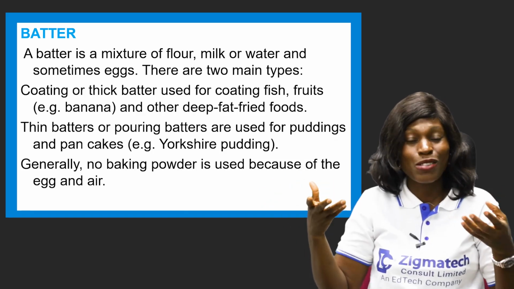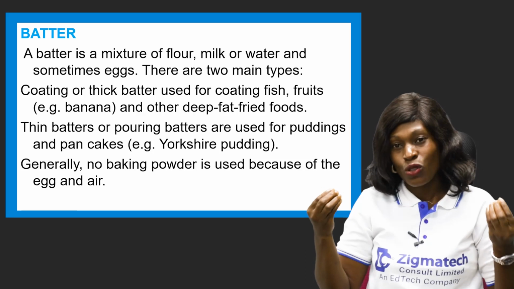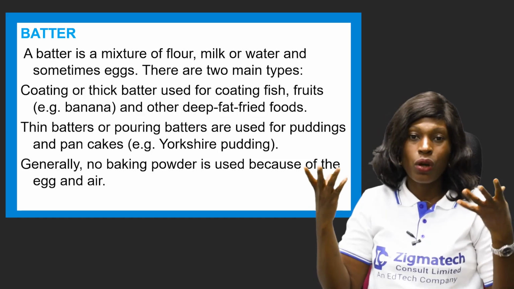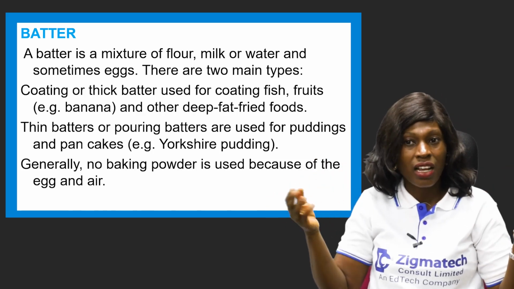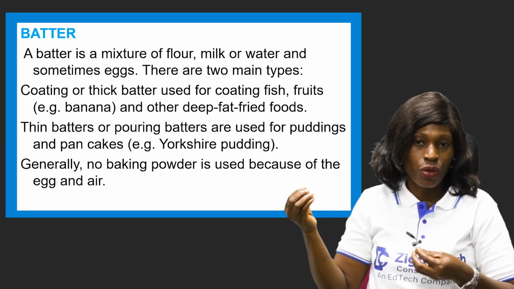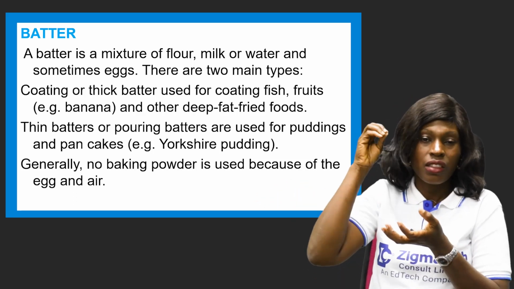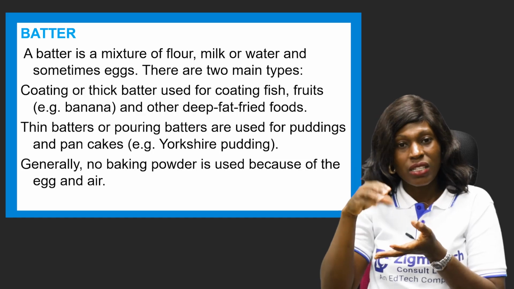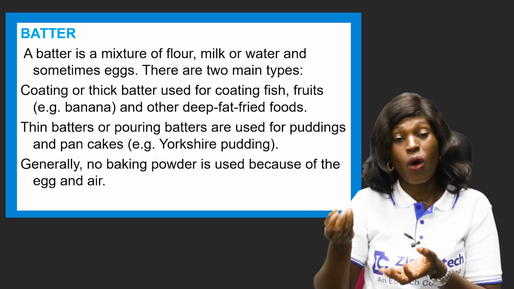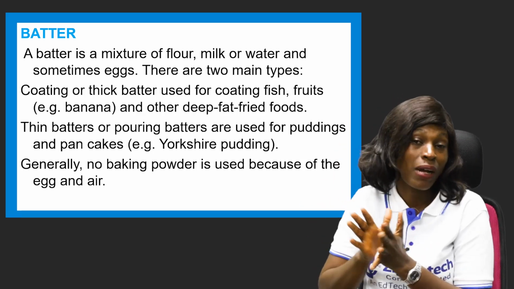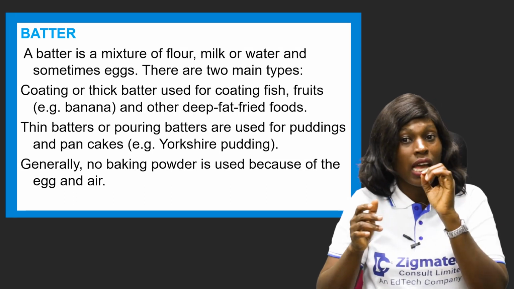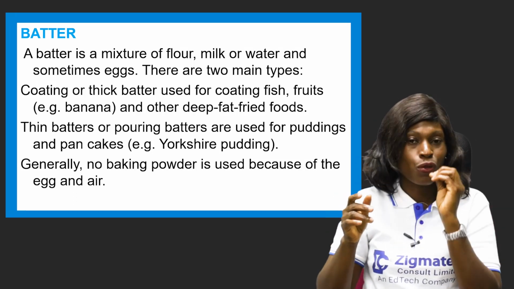So batter is referred to as a mixture of flour, milk or water. Sometimes you can add egg and other ingredients to it. It is used for coating, and at the same time the pouring batter, which we use for our pancakes, okay, is referred to as batter. So you don't call pancakes a dough and all of that. That is referred to as what?